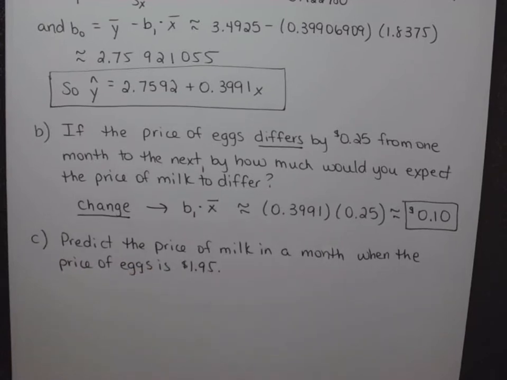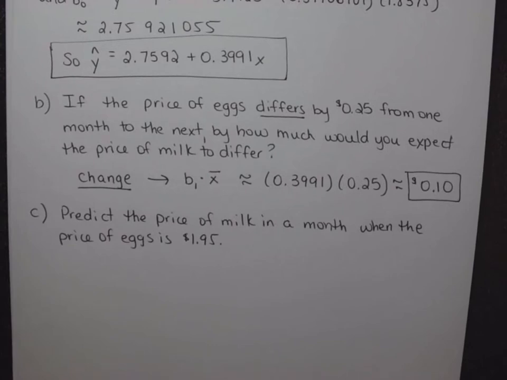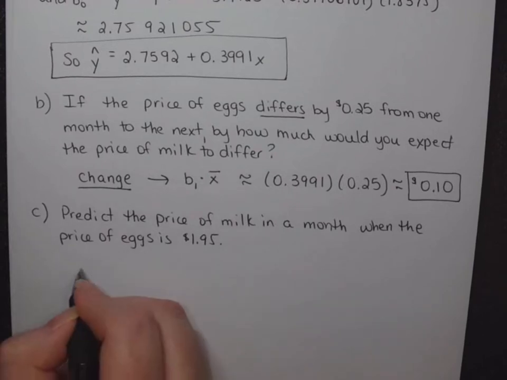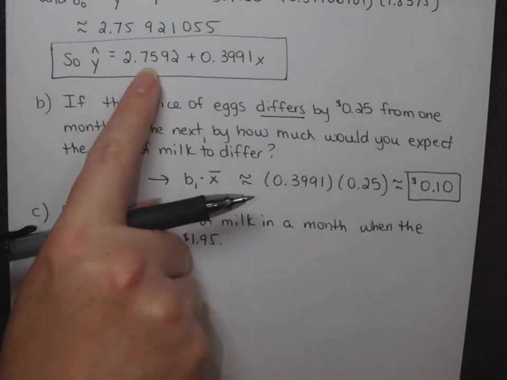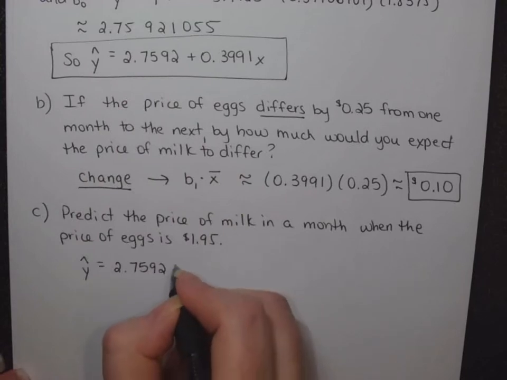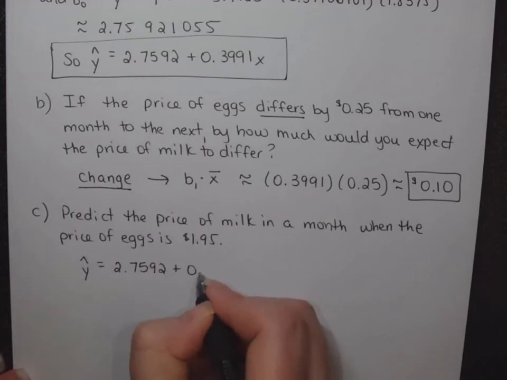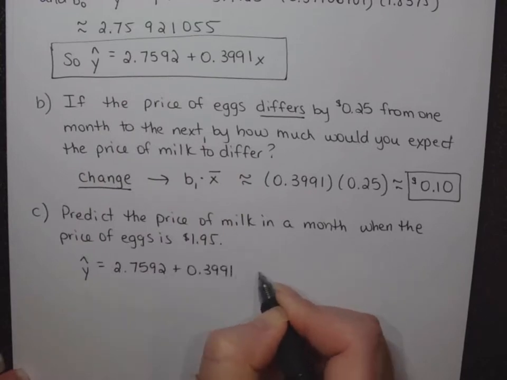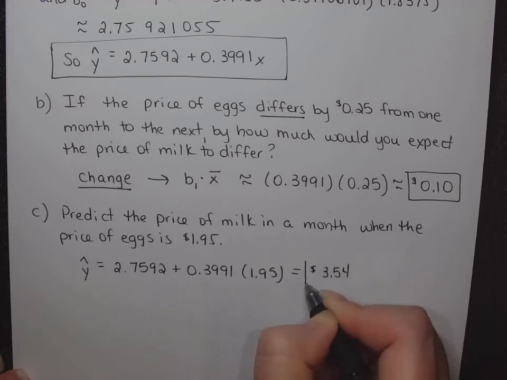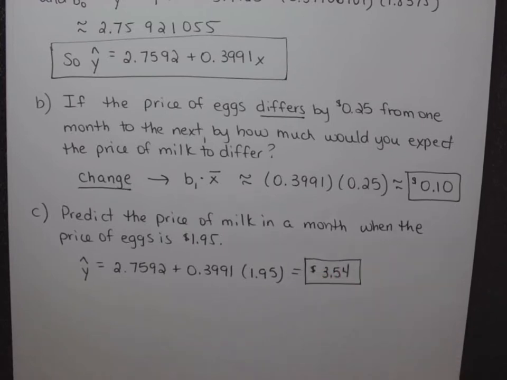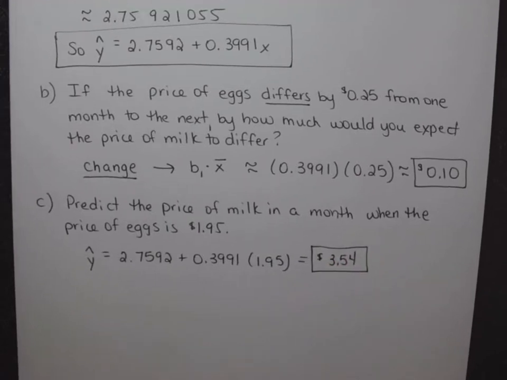Okay, it'll just be a prediction, but it'll be a pretty decent one because it has a strong correlation. So we're going to use our formula. We're going to take 2.7592. We're just using the formula we have here. Okay, and we're going to add the slope times the price of eggs, which is $1.95. So it looks like the price of milk should be about $3.54 when the price of eggs is $1.95.